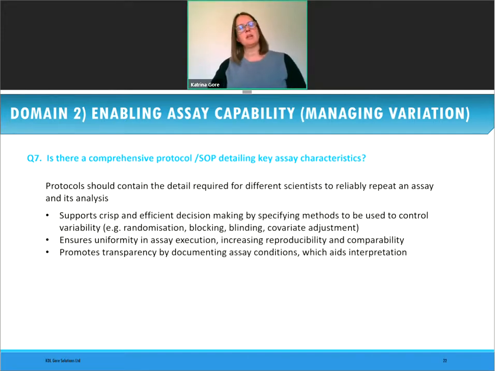When we talk about variability, we also need to think about protocols. It's a key way of keeping consistent methods. Protocols should contain the detail required for different scientists to reliably repeat an assay and its analysis. It supports crisp and efficient decision making. It ensures uniformity in assay execution, which increases reproducibility and comparability. And it promotes transparency by documenting assay conditions, which aids interpretation.